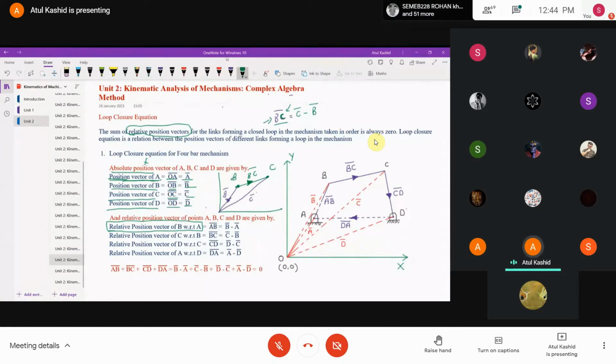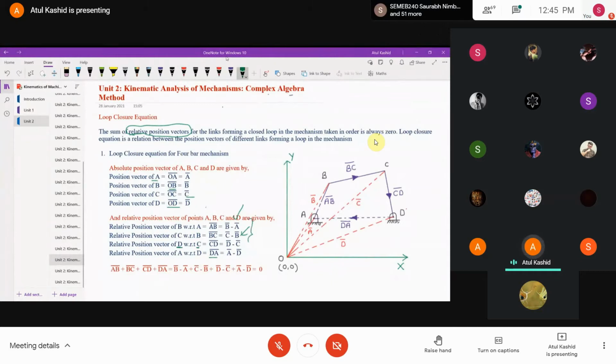Simply you can do it for the CD and as well as for the AD, right? So this is what is the relative position vector, right? So if I want to write it down for all the links, so for AB, BC, CD and AD, I can write down the relative position vectors. So for AB bar, I can write it down as B bar minus A bar. Relative position vector of C with respect to B, that is BC bar, is written as C bar minus B bar. Then relative position vector of D with respect to C, I can write it down as CD bar equals to D bar minus C bar. And finally for A with respect to D, DA bar, that is equals to A bar minus D bar.